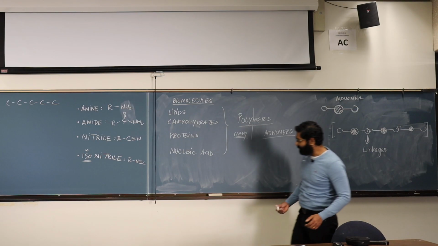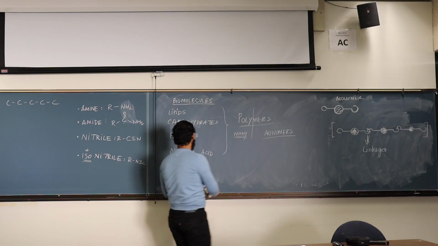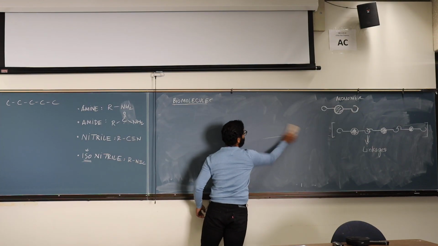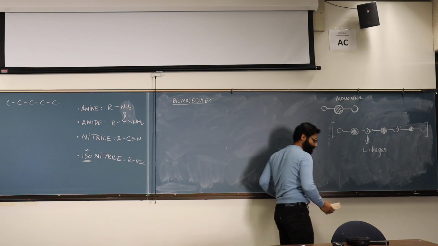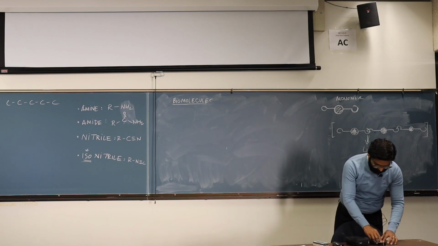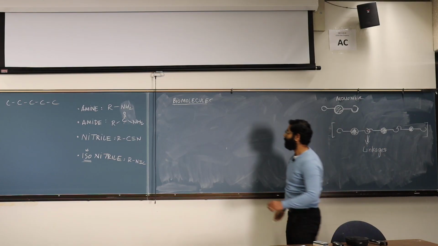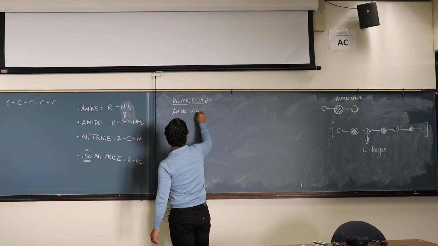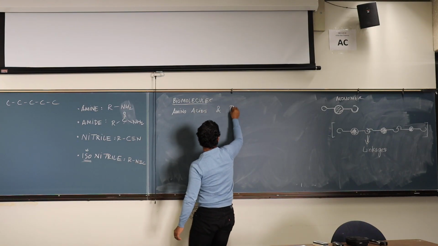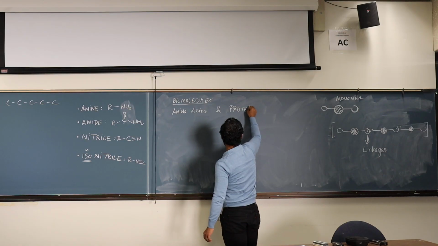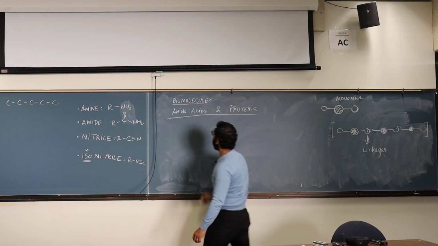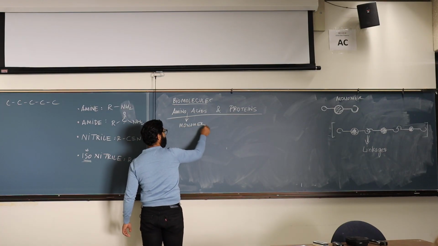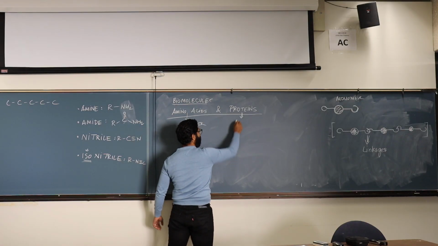Now, let's start with proteins. So, amino acid and proteins. Amino acid is the monomer, and when they combine, they get the protein. So this is the polymer.